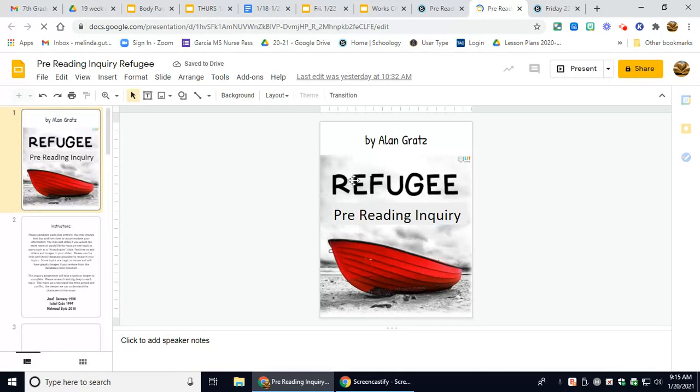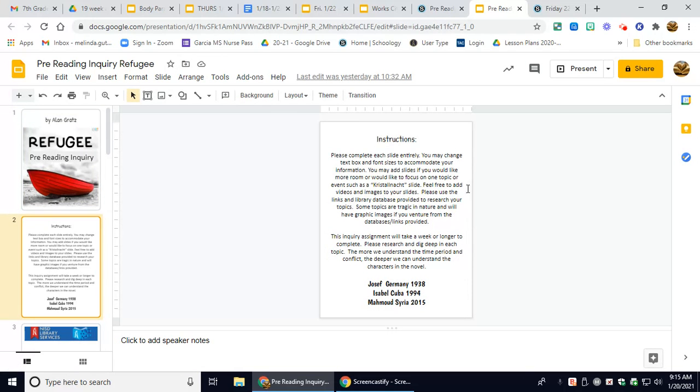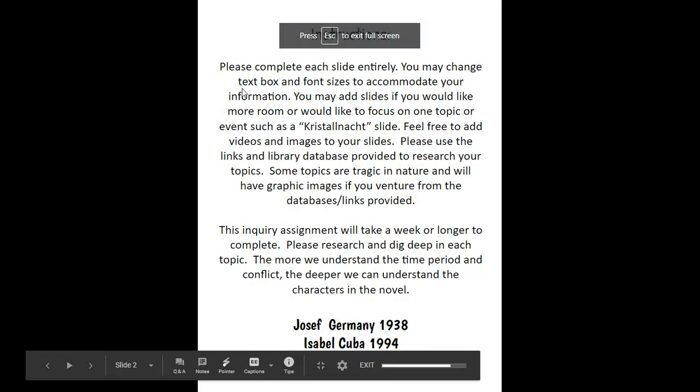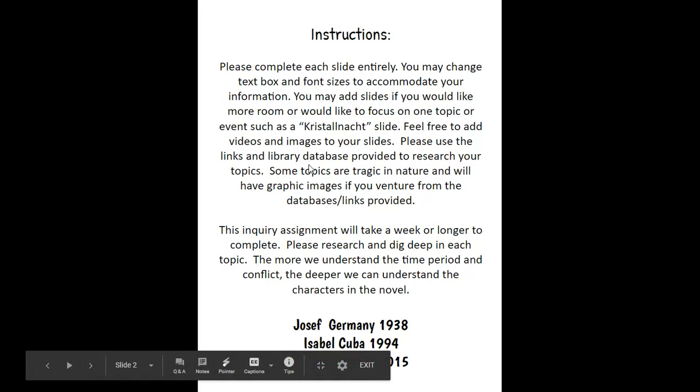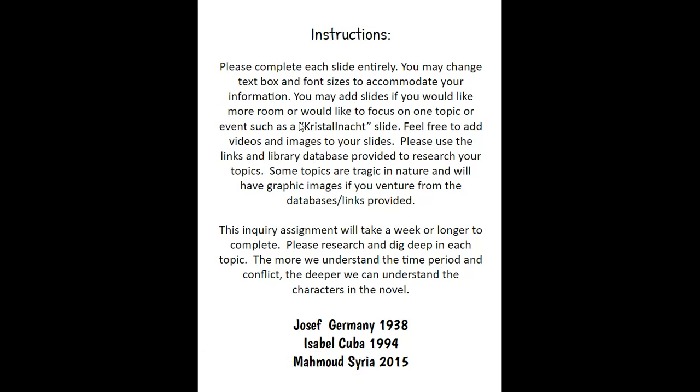So let's open this up and look. Okay, so here is the novel, Refugee. Here is the author, Alan Gratz. Please complete each side entirely. You may change your text box and font sizes to accommodate your information. You may also add slides if you would like more room or would like to focus on one topic or event, such as this event that you'll be researching called Kristallnacht, right? It's the Night of Broken Glass. So you can produce a slide that is just about this topic or event. Feel free to add videos and images to your slides, please.